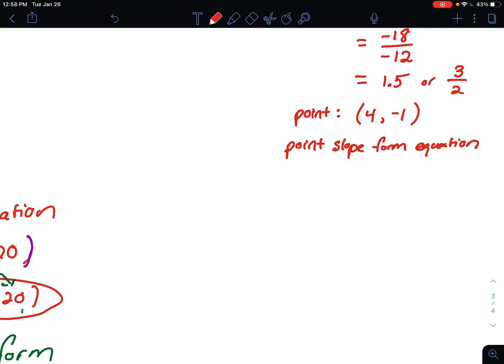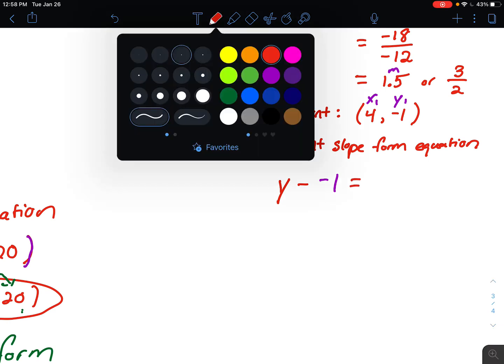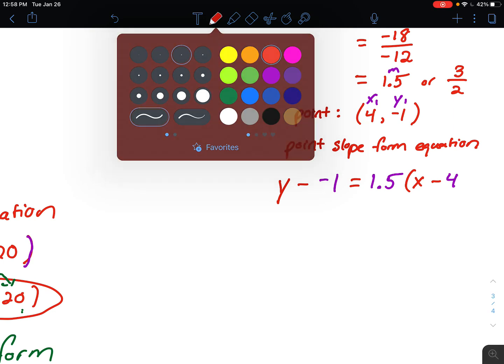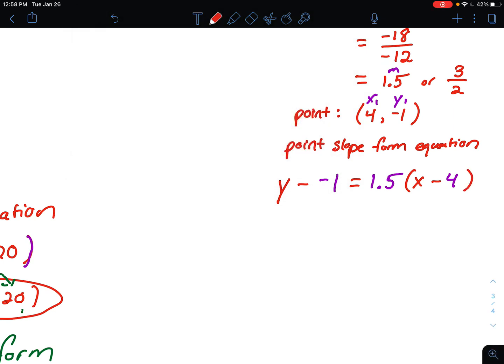will end up being y minus the y value for my point. So remember, this is x1, y1, and then remember our slope is m. So the y value for our point was negative 1. Equals the slope, 1.5 is our slope, times x minus the x value for our point, which was 4. All right, so there's our point slope form equation.